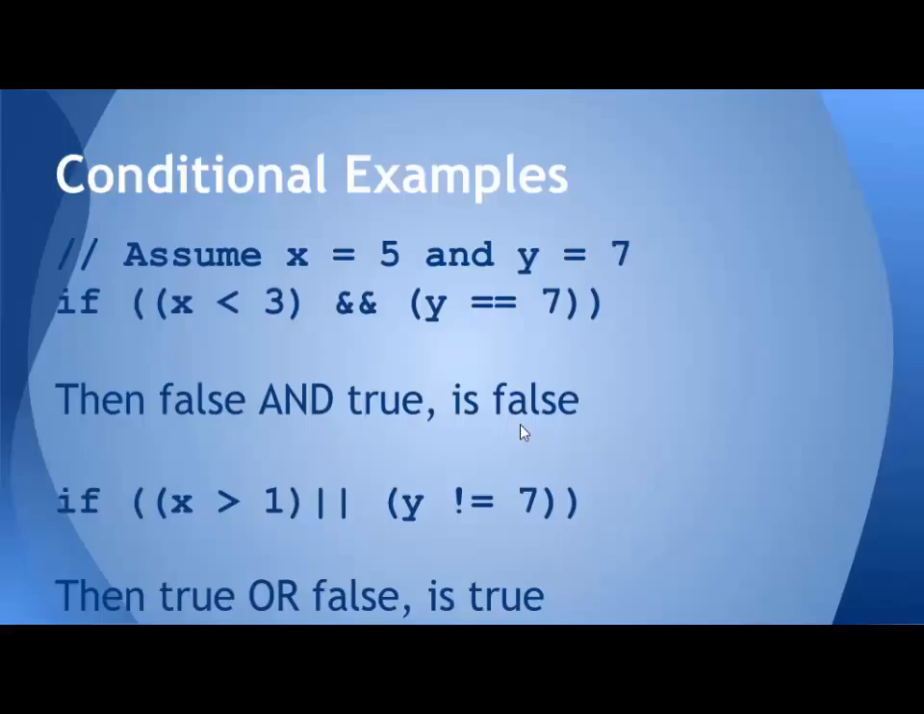The second one is false, right? Because 7 is not equal to 7. Well, it is equal to 7, so that's false. So if you have true or false, that gives you true. Okay? So you'll get a series of these that you'll have to work through.